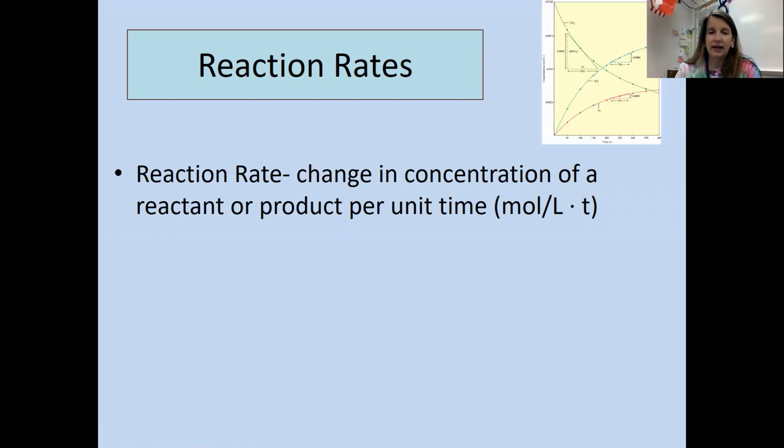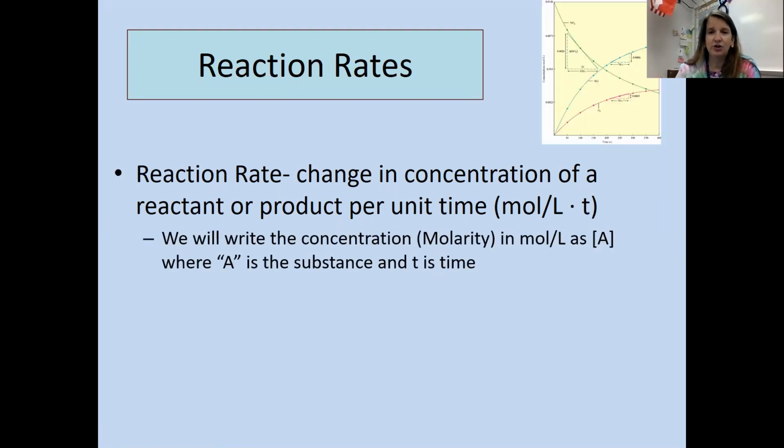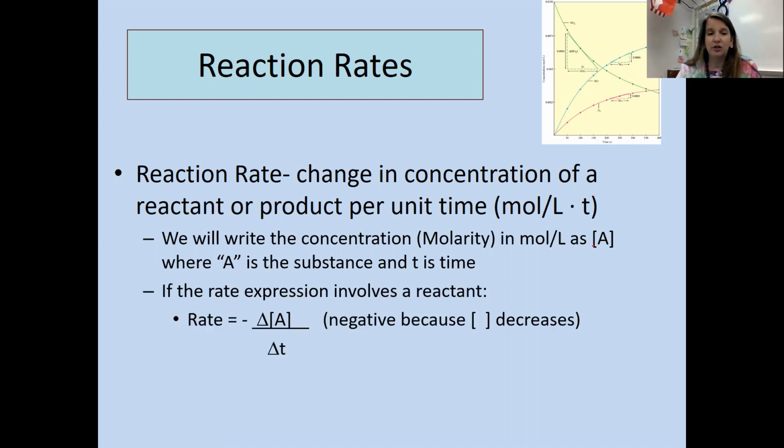Now, when we say concentration over time, we're usually going to use brackets around our substances. And when you see brackets, that means concentration. So when you see this bracket A over here, that means the concentration of substance A, okay? Our concentration is in molarity, which again is moles over liters. So this is what our reaction rate formula would look like, where delta means change: the change in concentration of A over the change in time.